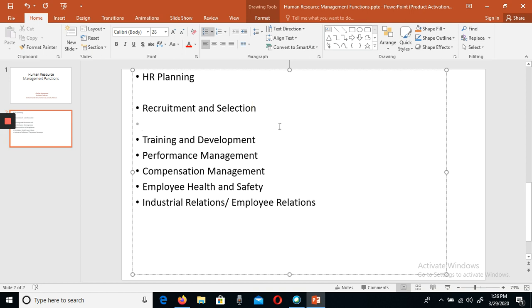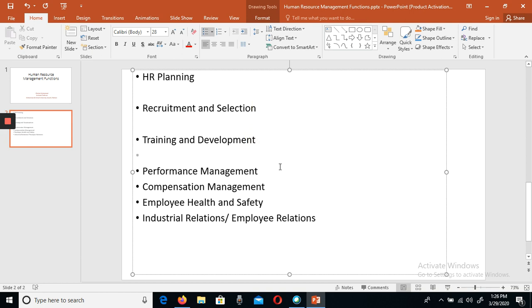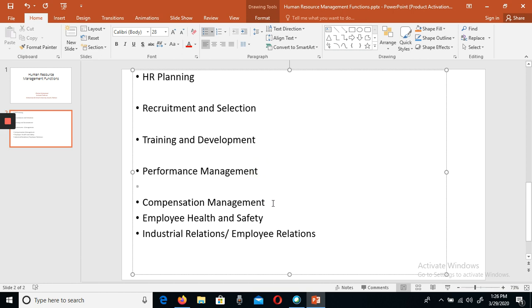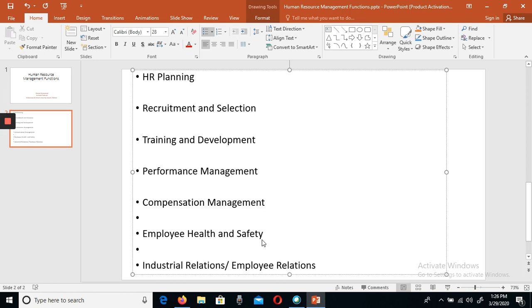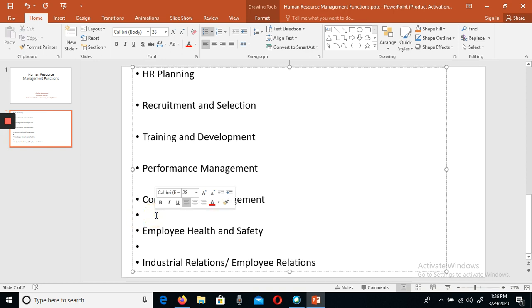I am repeating these functions again, taking the names of these functions once more: HR planning, recruitment and selection, training and development, performance management, compensation management, employee health and safety, and industrial relations, which in the latest term we also call employee relations.